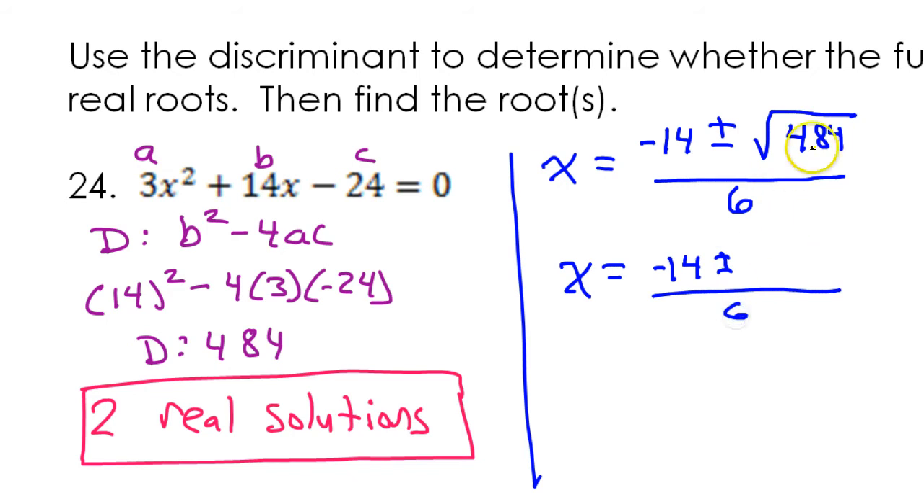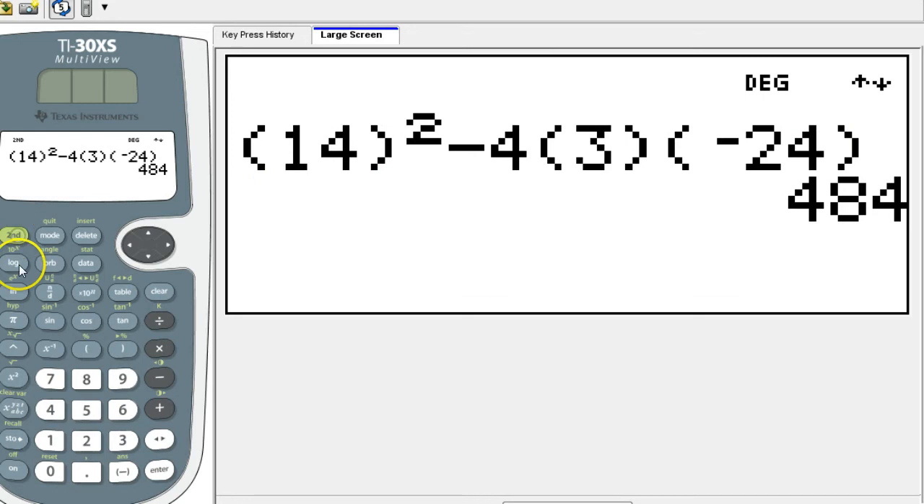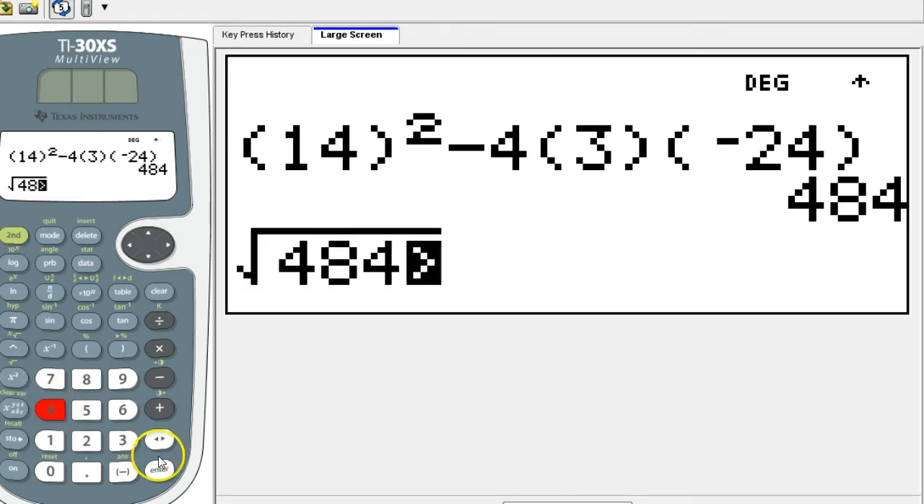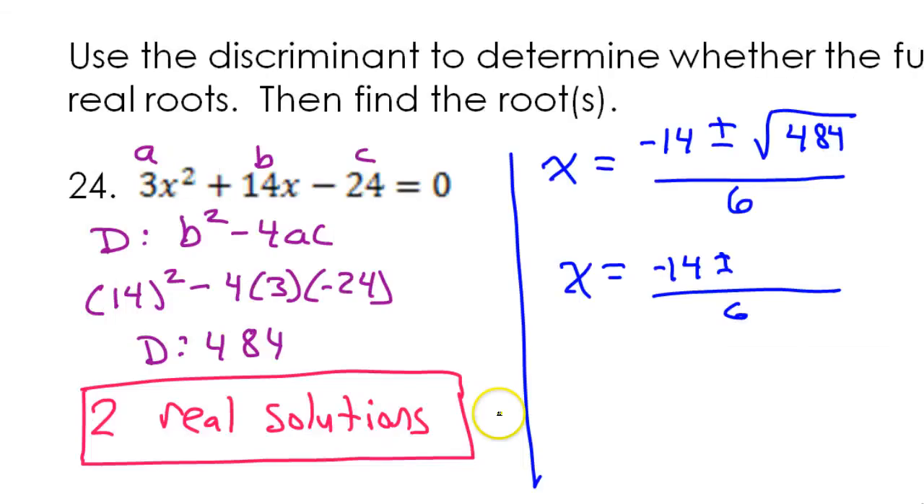Alright, the next thing you do is put the square root part in your calculator. So square root of 484. I do not recommend putting the whole thing in your calculator. Okay, that's 22. So I have negative 14 plus or minus 22. Because this is now just a rational number, there's no square root anymore. We will definitely keep going, and we will split this up as the 2 possibilities that we have.